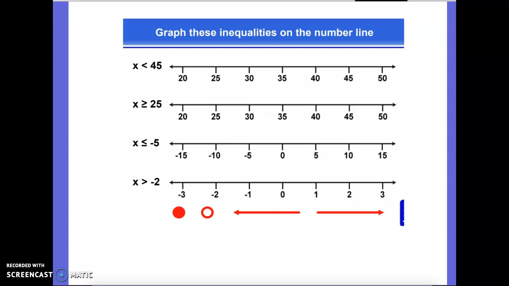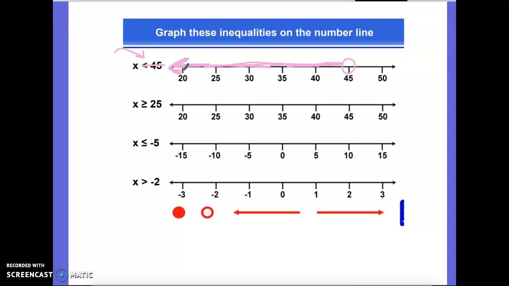So if x is less than 45, that less than does not have the line underneath it. That means it's going to be an open circle on 45. And I like to say if it's less than, you can actually make a little arrow that points in the direction you shade. Less than 45 means the numbers to the left of 45. This is my favorite part about inequalities, that you get to color on these number lines.